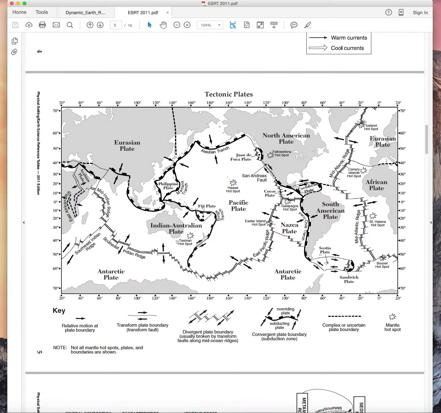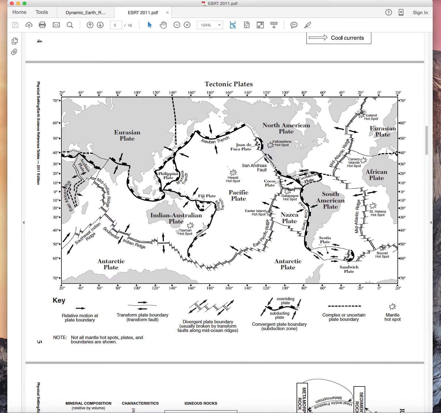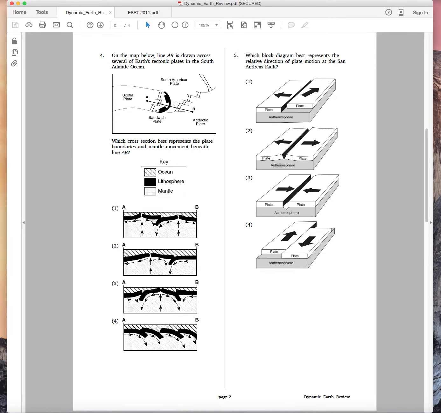Alright. Going back to our legend, the side with the rectangles is the plate that stays on top, the overriding plate. The side with no rectangles is your subducting plate, which moves underneath the other plate. So based on this, the Sandwich plate is the overriding plate, which means that it stays toward the surface. The South American plate is your subducting plate. It must move underneath it.